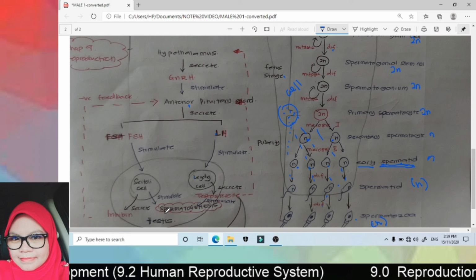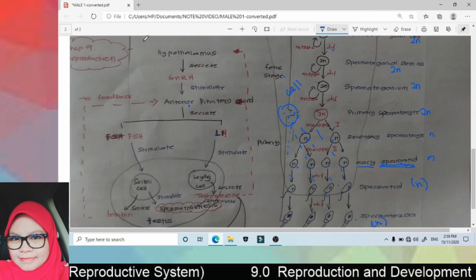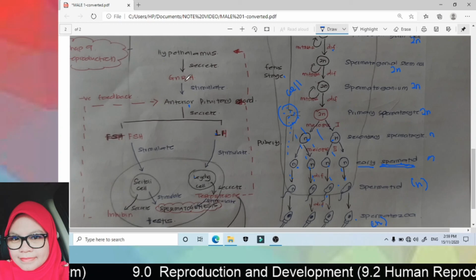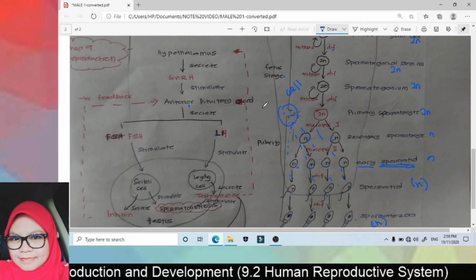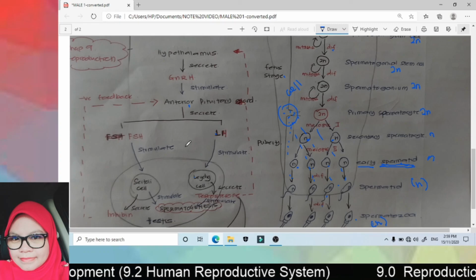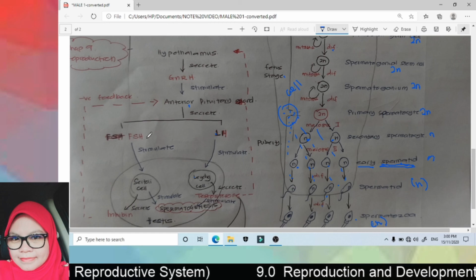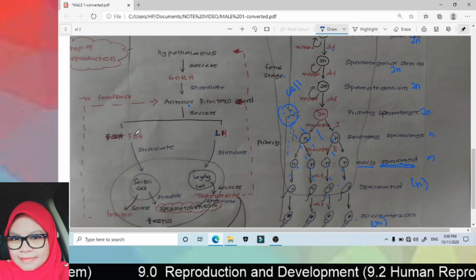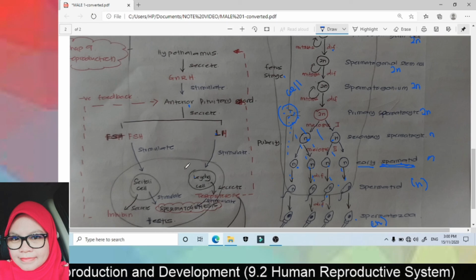Okay, so saya repeat. Okay, this is the explanation, the role of hormone in spermatogenesis. The hypothalamus secrete gonadotropin releasing hormone, GnRH. GnRH will stimulate anterior pituitary gland. Anterior pituitary gland secrete FSH and LH. The target organ for both hormone, which is FSH and LH, is the testis. The target cell for FSH is Sertoli cell. The target cell for LH is the Leydig cell.